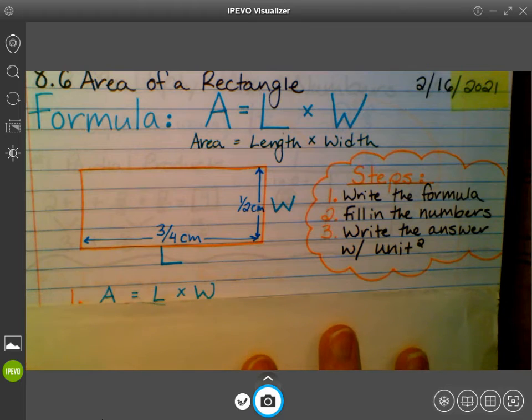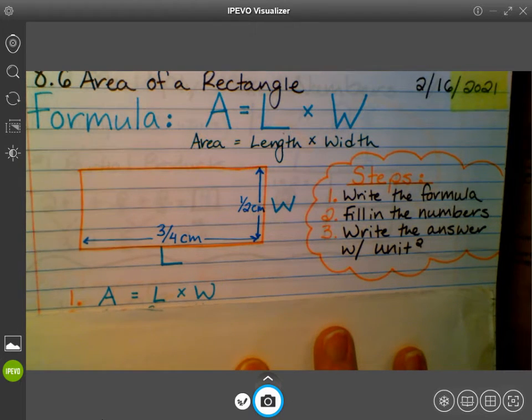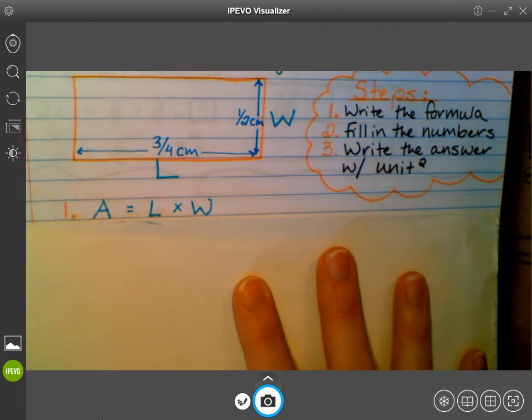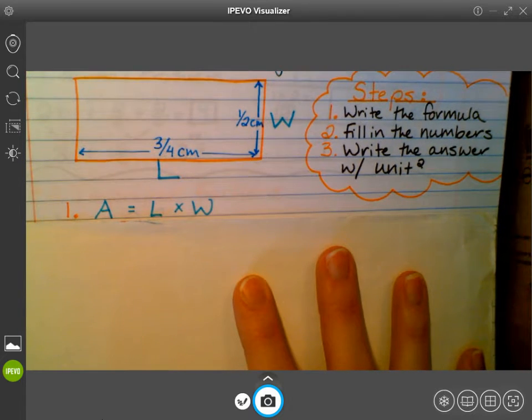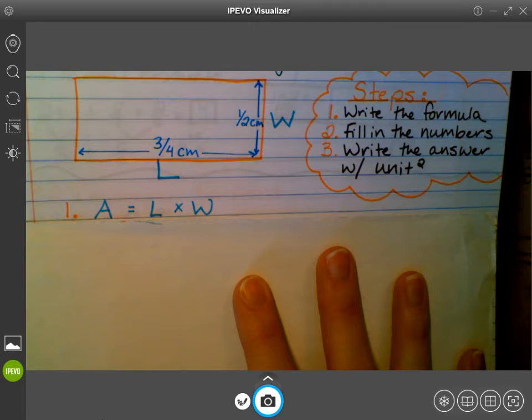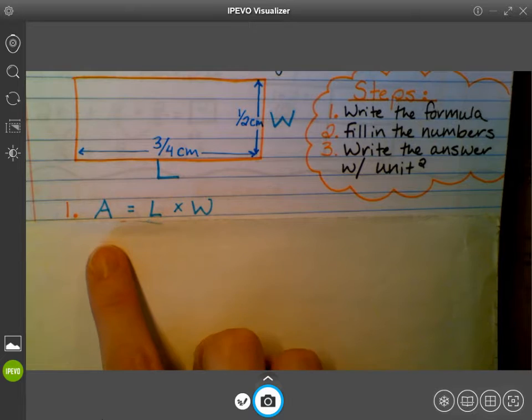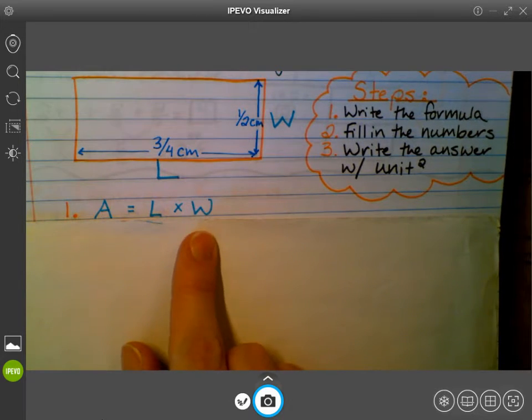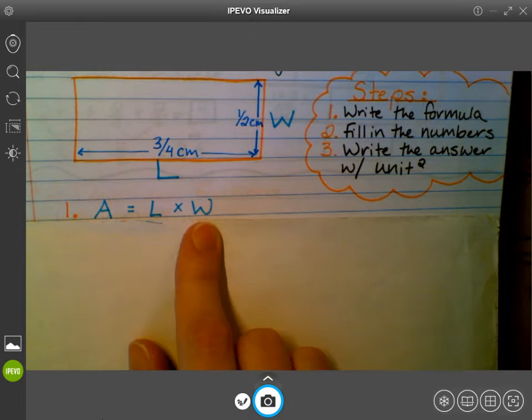All right, so let's write our formula. Step 1. Can we write it as like a different fraction? Like the different way of writing it. Like not like. Let's follow the steps first. Okay? All right, so step 1, we're writing our formula. A equals L times W. Area equals length times width.